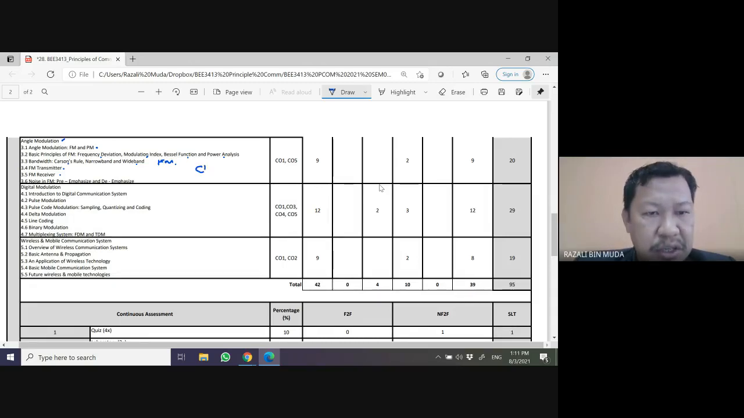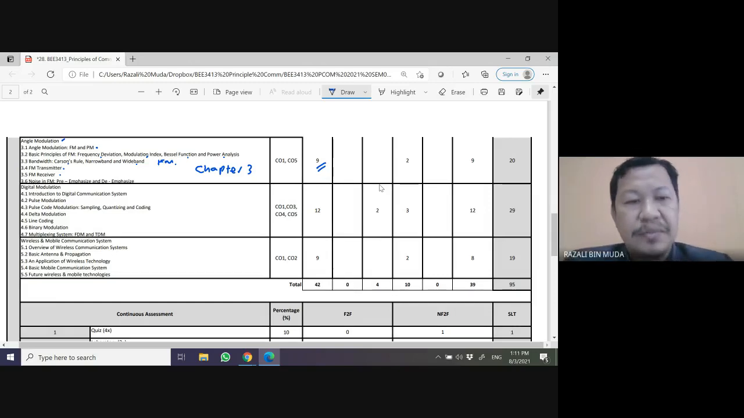Okay, so this is chapter 3, which should be covered in about 9 hours of lecture. Then in chapter 4, we'll discuss digital modulation. In chapter 4, we will discuss the introduction to digital communication systems, pulse modulation, and pulse code modulation, which covers sampling, quantization and coding, delta modulation, line coding, and also binary modulation.